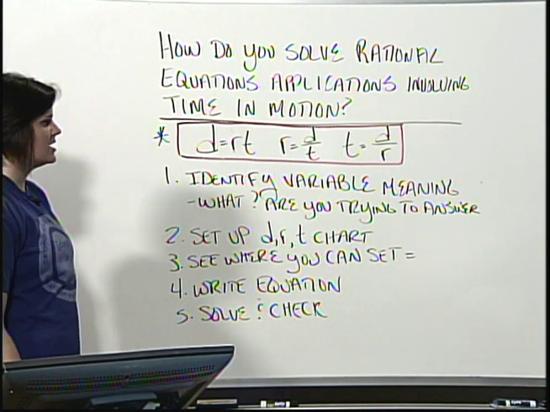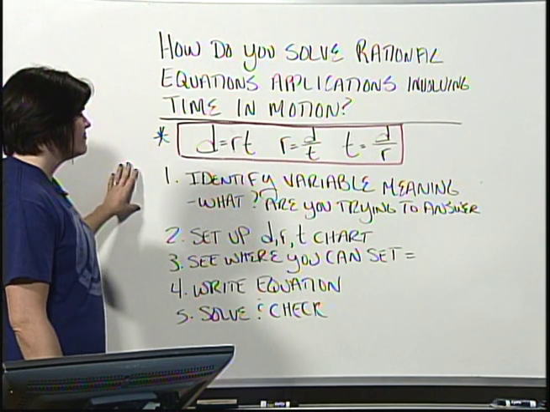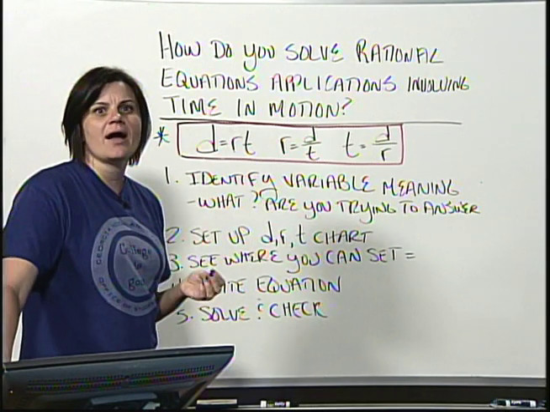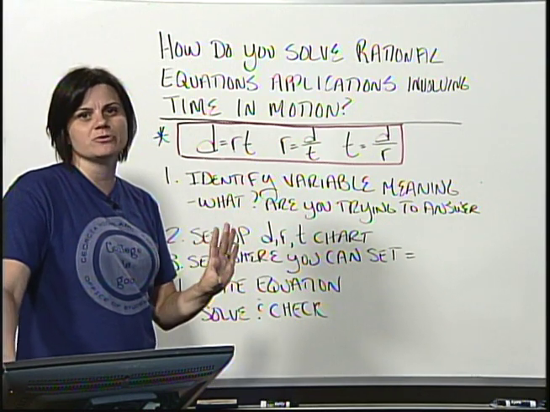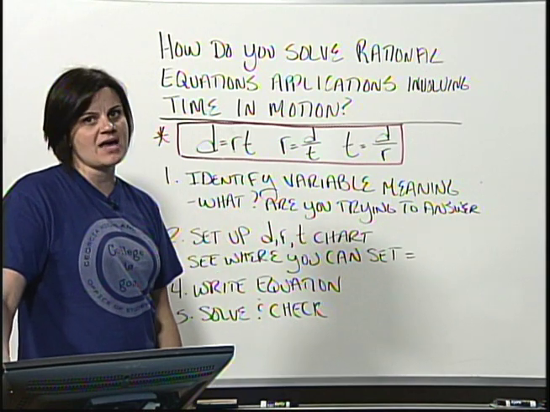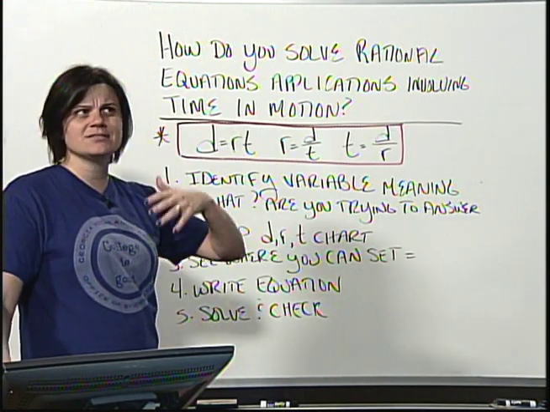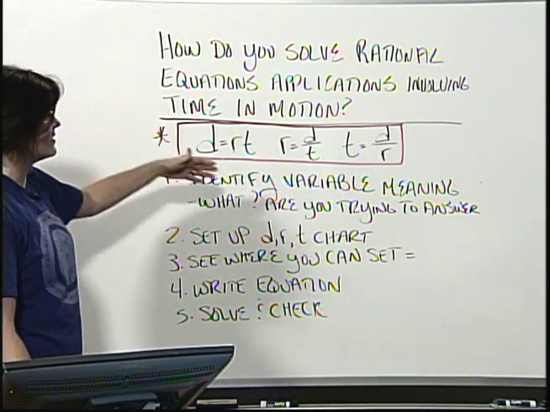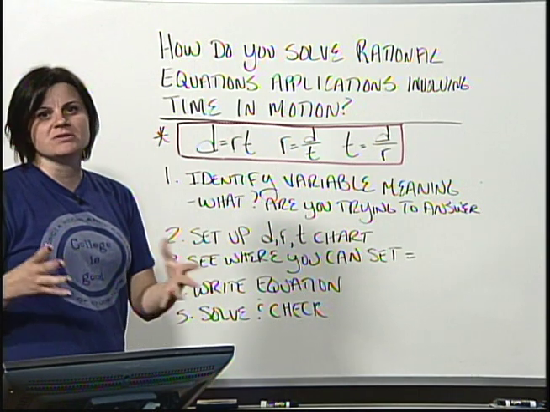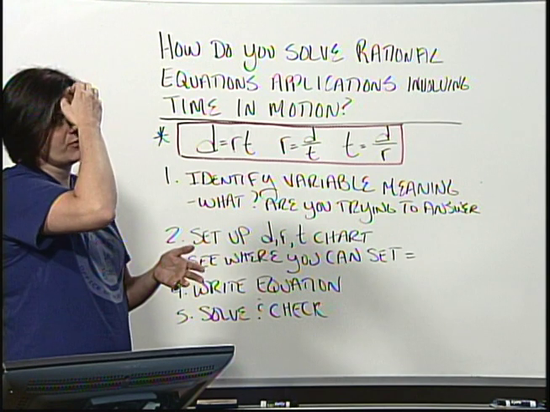So the first thing in this process, besides read the word problem, is to identify the meaning of the variable. And you're going to decide what to assign a variable to by looking at the question that the problem is asking. So what are you trying to answer here? If they say, what was the distance? Well, obviously you don't know the distance, so that's where you're going to need to assign your variable.